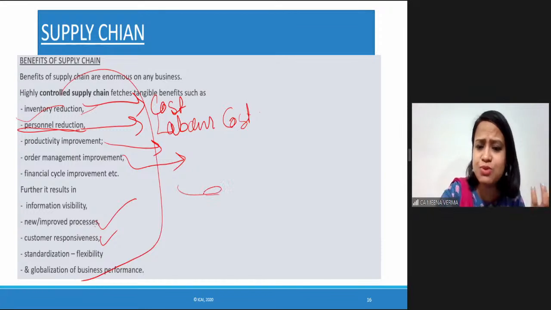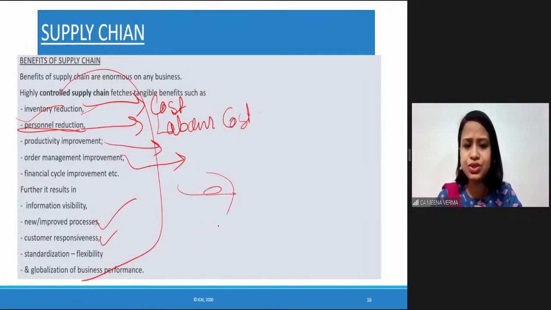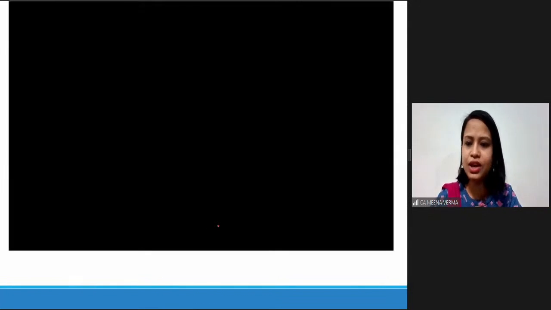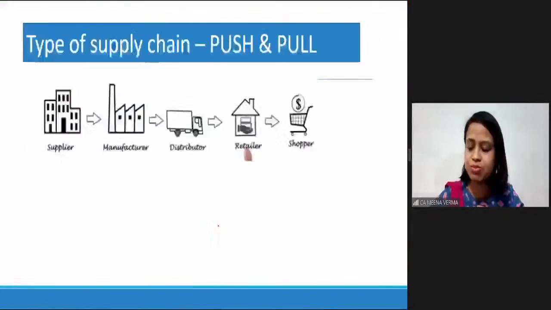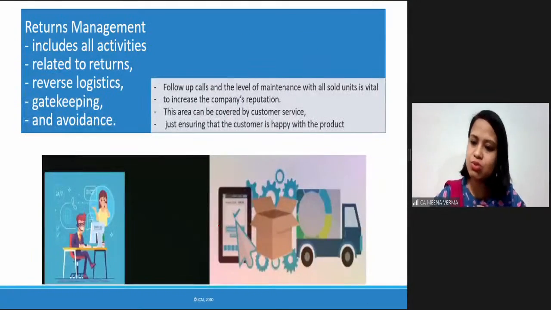You will understand this point later on, so I think I should explain this later. I want to explain some more points which are important, and then we will understand this point again.